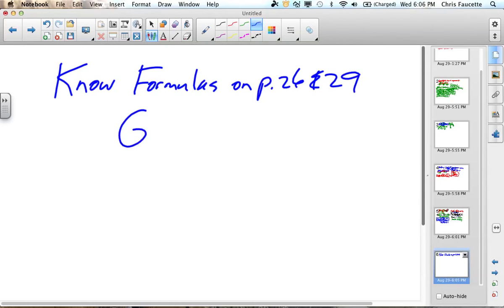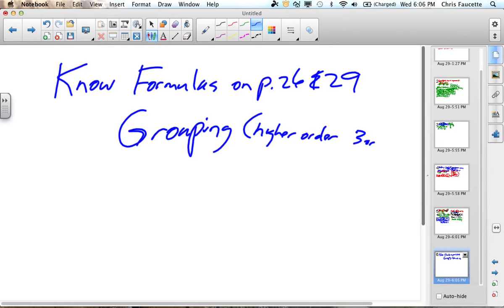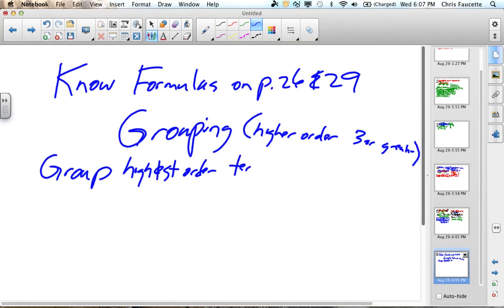Last thing I want to talk about on factoring is a thing called grouping. And this is used for higher order polynomials, 3 or greater. It's usually not used for second order polynomials. And let's take a look at one of these. Now, the idea behind grouping, and it doesn't work on everything, but it does work on a lot, is group your highest order terms together. And lowest order terms.